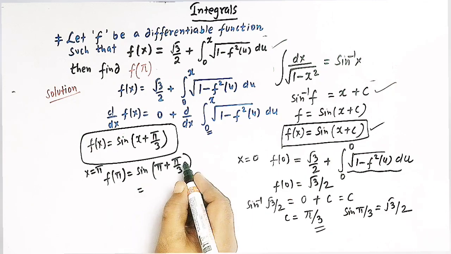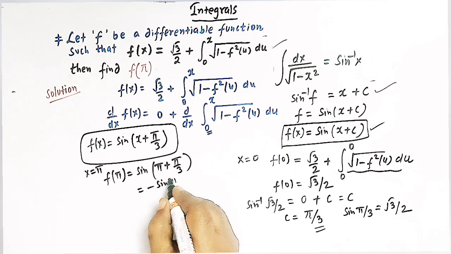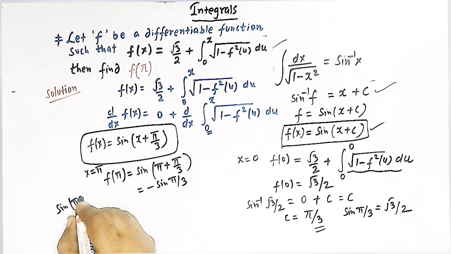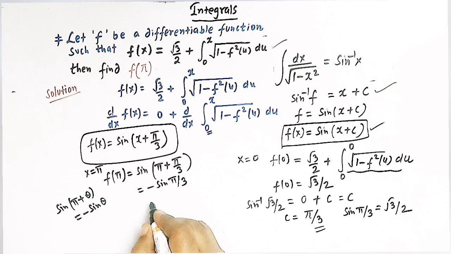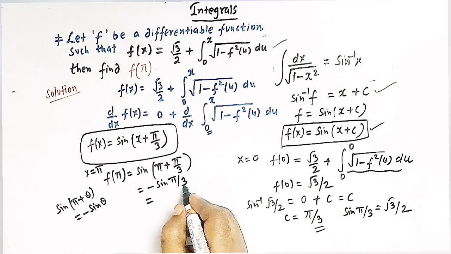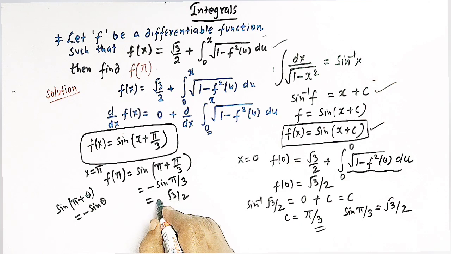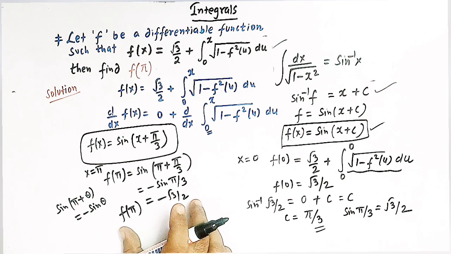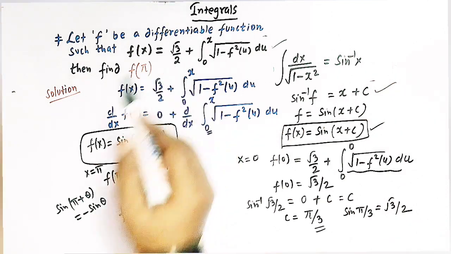And sine of pi plus pi by 3 is minus sine pi by 3, because we know that sine of pi plus theta is equal to minus sine theta. Now sine pi by 3 is root 3 over 2, and here we have the negative sign, right? So the value of f of pi is given by minus square root of 3 over 2.